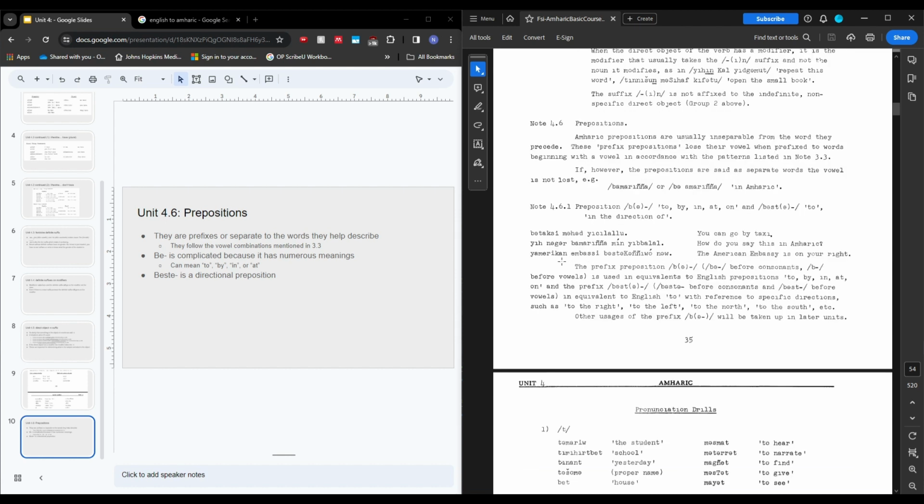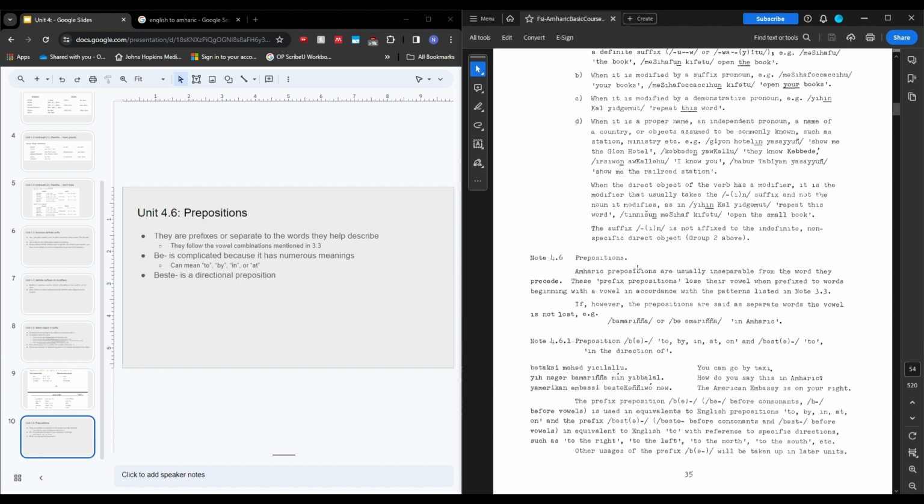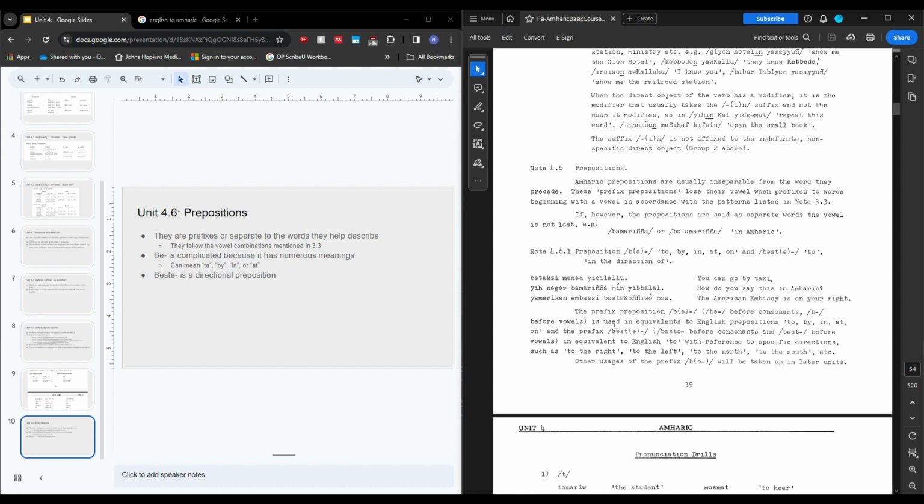So here it's just making some comments about how be is used before consonants. Be, just the B itself, is used with nouns that begin with a vowel, like amarinya begins with a vowel, so the E from be is just removed into bamarinya. Or you can keep it as well and treat it like it's two separate words, like they're showing here. And then it's supposed to be beste before consonants, best before vowels. And again, it's a directional word where it can mean to the right, to the left, to the north, to the south.